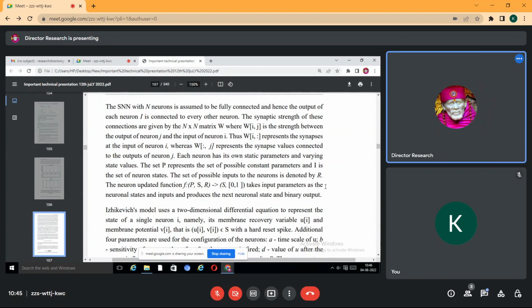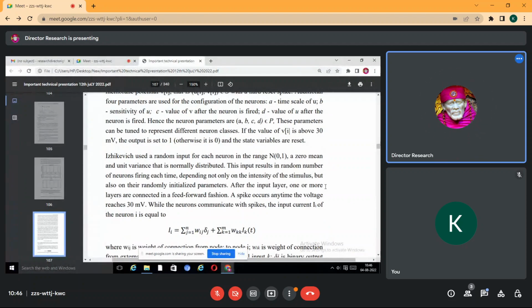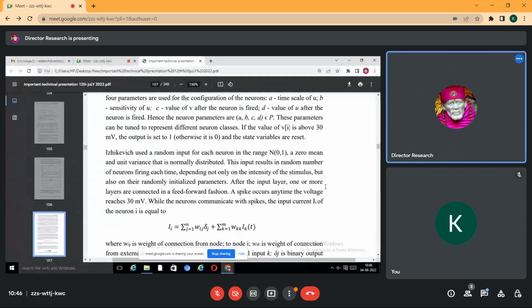Wi represents synapses of the input neuron. Wj represents synapse values connected to the output neuron j. It uses two-dimensional data. It is used as random input for each neuron, N(0,1), which stands for 0 mean and unit variance.